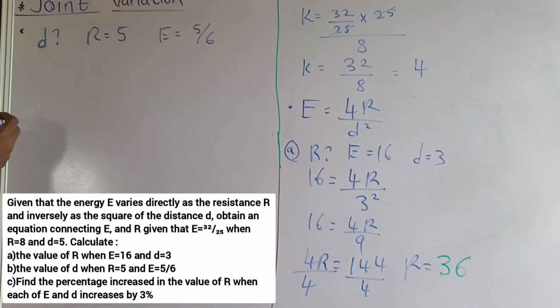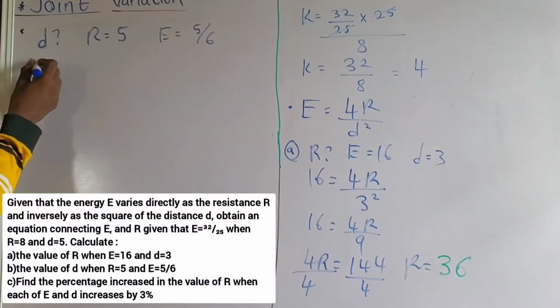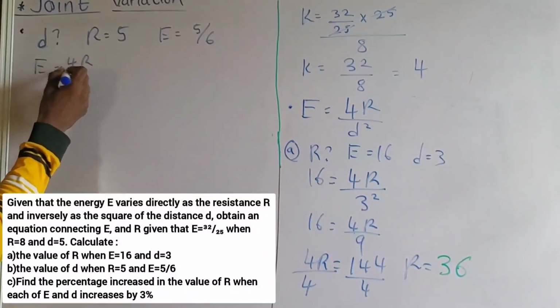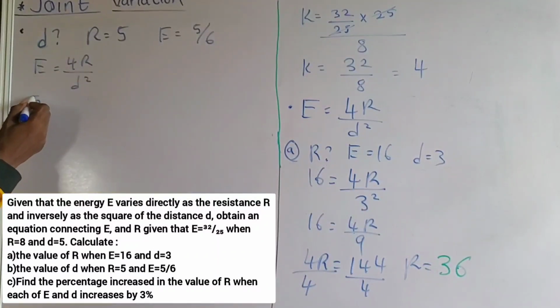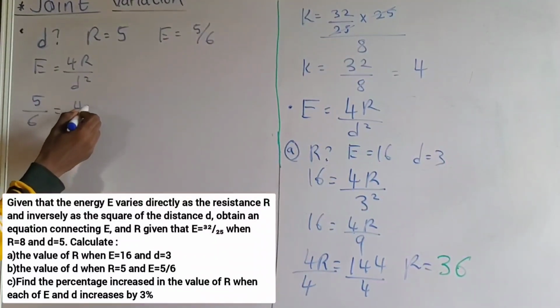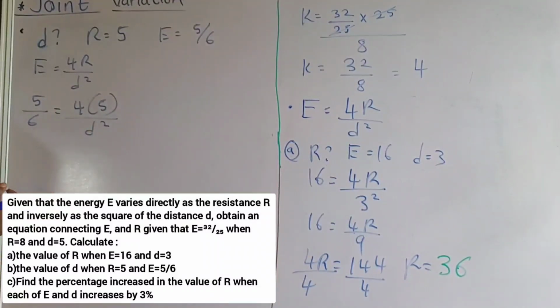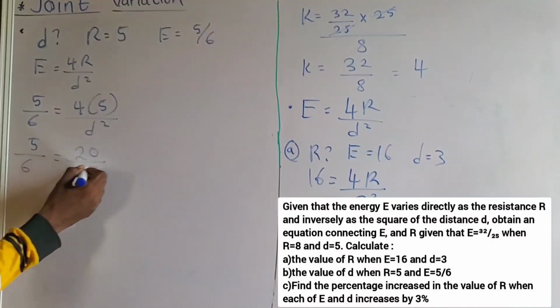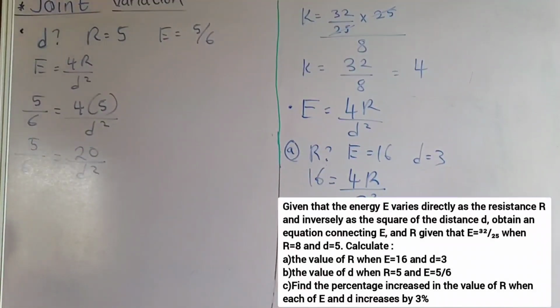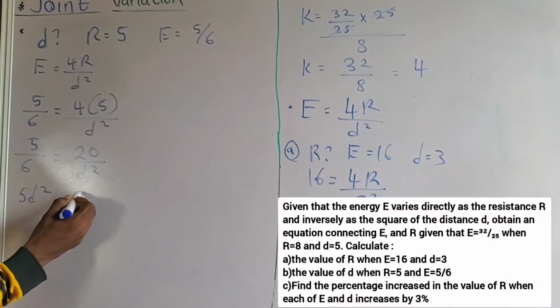Okay, now listen, this is the equation connecting them. E equals 4r over d squared. We replace e with 5 over 6. I'm going to have 5 over 6 equals 4 multiplied by r, r is 5 now, all over d squared. We have 5 over 6 equals 20 over d squared. Now take the cross product. I'm going to have 5d squared equals 6 times 20.